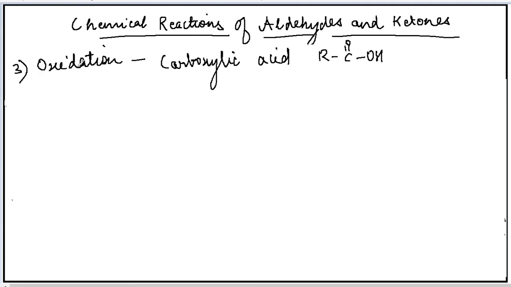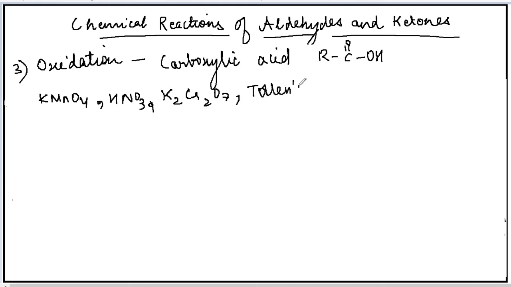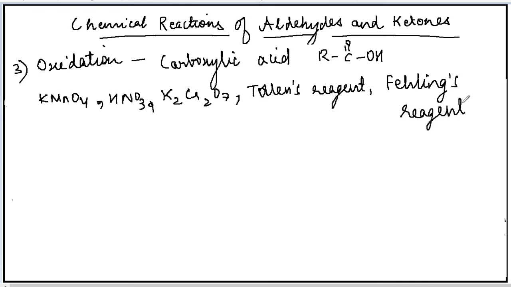Now the oxidation reaction of aldehydes and ketones can be brought about either by using some of the oxidizing agents like potassium permanganate, nitric acid, potassium dichromate K2Cr2O7, or by using some of the mild oxidizing agents like Tollens reagent or Fehling reagent. So oxidation is possible by using these oxidizing agents.